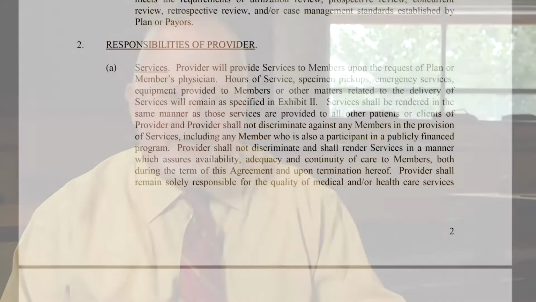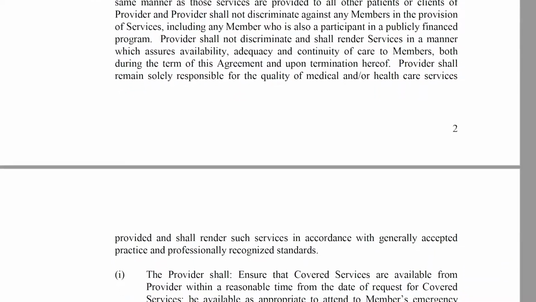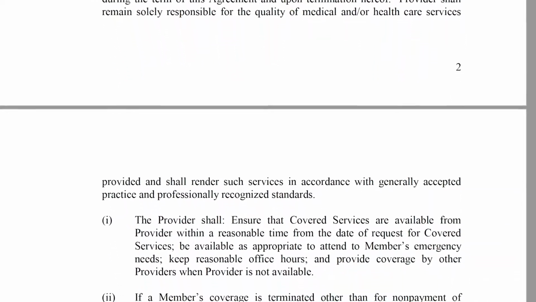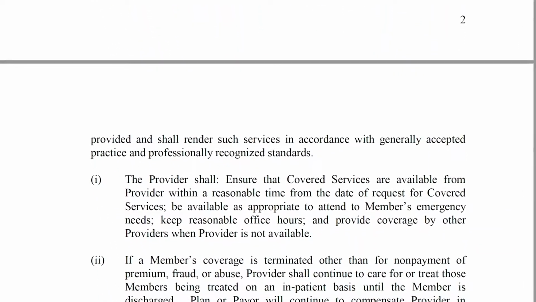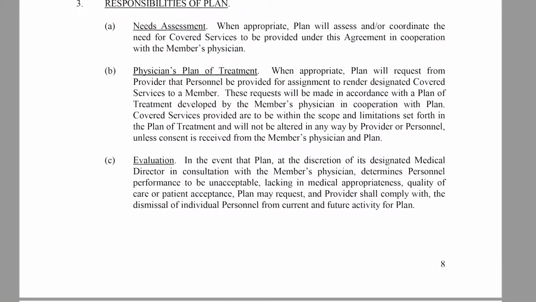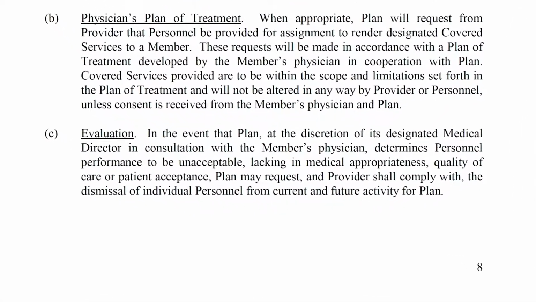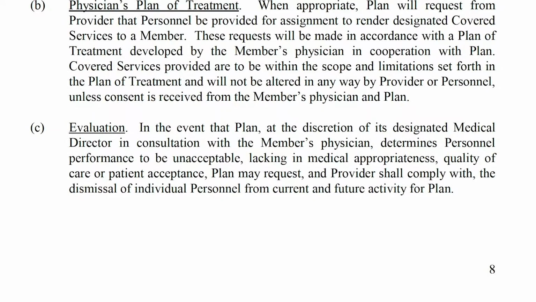The next section in this contract is responsibilities of the provider. You're going to want to read this section very carefully. It will tell you what your responsibilities to the health plan and to the member of that health plan are. As you can see in this contract in Section 3, it's responsibilities of the plan. So they're going to list what their responsibilities are to you as the health plan.